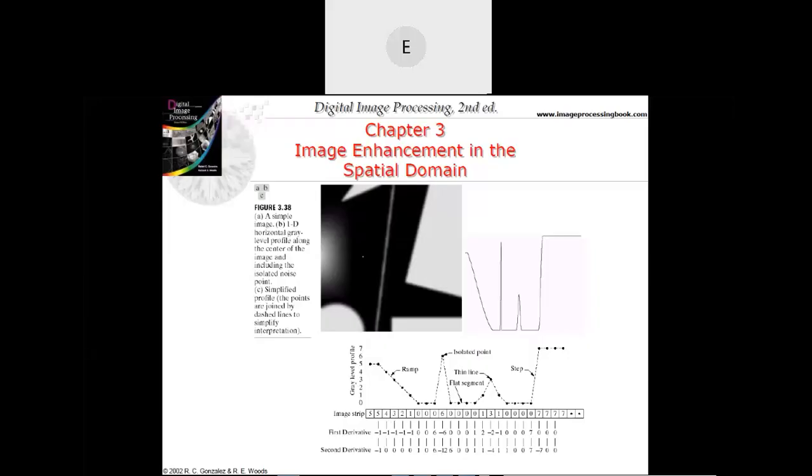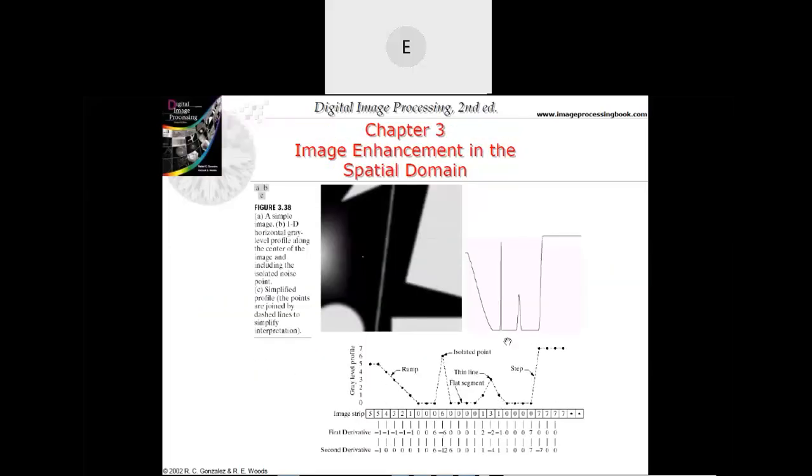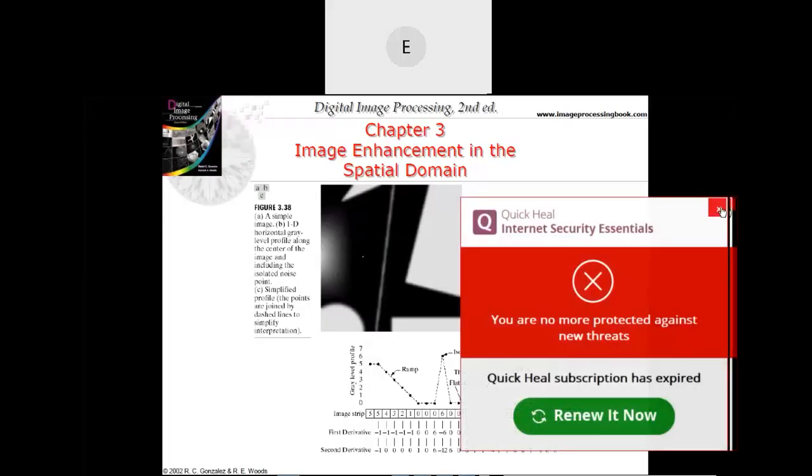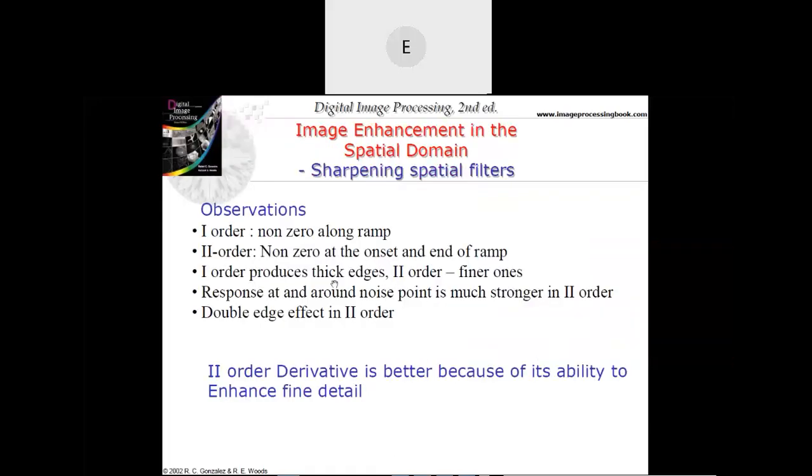Somebody respond. This is a very important concept. Please don't hesitate to ask any doubt. I'll repeat what we are trying to do. We are trying to see the effect of first order and second order derivatives on different types of image details. A ramp edge is there, an isolated point is there, a thin fine line, which we call a triangular type of edge, is there, and a step edge is there. So with this, now what are the observations? I have listed all of them here.